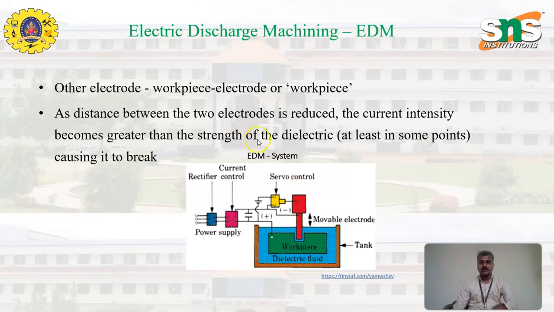This is the schematic diagram of the EDM, where this is the workpiece, which is floating in the dielectric fluid, where this movable electrode moves vertically to and fro, where the servo control motor is fixed. The electrode removes the workpiece material by producing sparks. This is the tank that we use for filling the dielectric fluid.